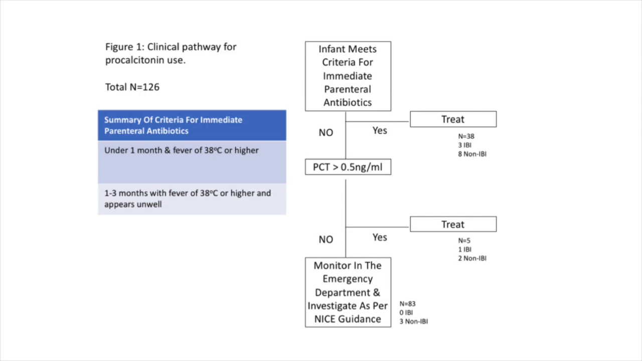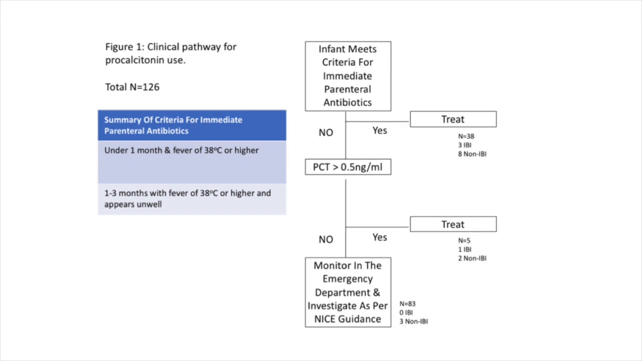Based on the step-by-step data, procalcitonin of 0.5 seemed to show a good accuracy for detecting invasive and serious infections in this group. So we said if it's over 0.5, they're also deemed high risk. This is an additional safety layer, if you like, in addition to NICE guidance, and we would treat them. We had 5 children in this group that had an elevated procalcitonin despite appearing well and not meeting immediate antibiotic criteria. Of those, there was 1 invasive infection and 2 non-invasive.